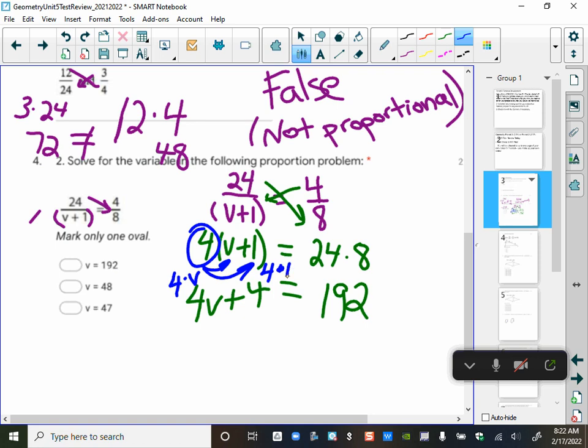Now, are we at a point where we can solve for the v? 4v plus 4 equals 192. Can we solve for v? You can. Why don't you try it real quick? It'll only take you about a minute.